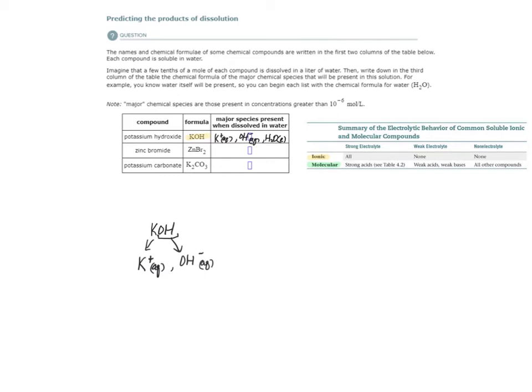Zinc bromide. Again, we have an ionic compound. So it will do the same thing. The chemical formula for zinc bromide is ZnBr2. One formula unit of this, when it breaks apart into zinc metal ions, for every one of these that breaks apart, I actually get 2 bromide ions.